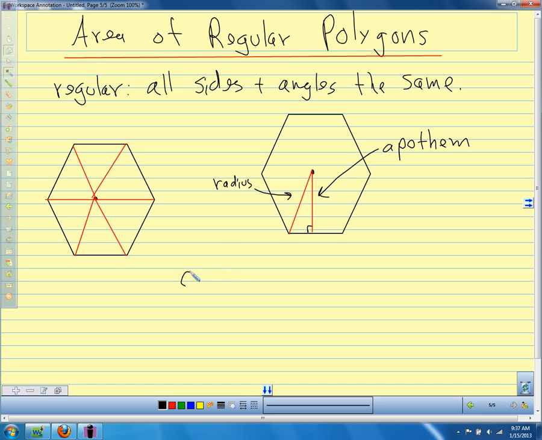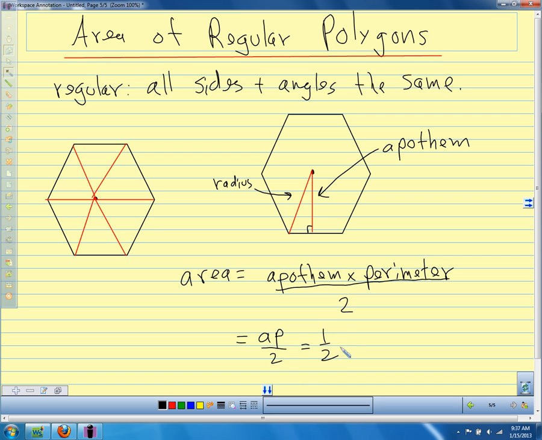Our formula for the area equals the apothem times the perimeter divided by 2. And the way we usually write it is AP divided by 2, or 1/2 AP. There are a couple of problems at the very end of your homework where you will need to know this formula, 1/2 the apothem times the perimeter.